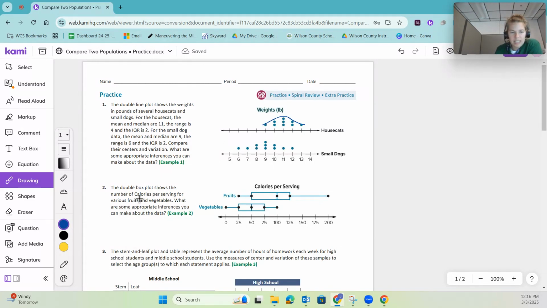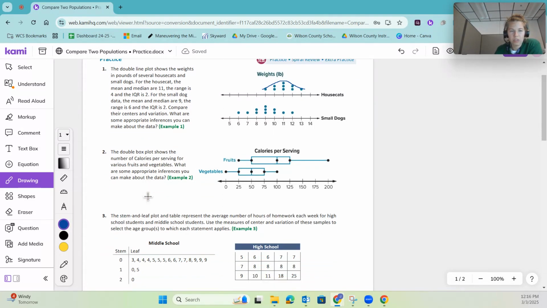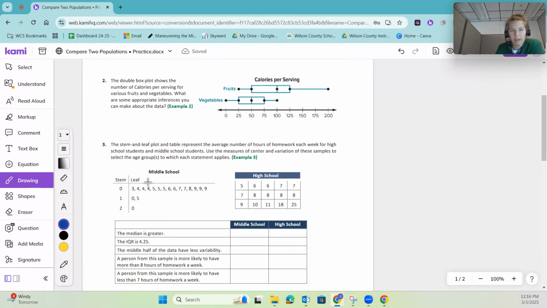All right, let's take a look at the second one here, the double box plot. Now the box plot, remember, shows you the medians, the minimums, the maximums, and then you can find your interquartile range by subtracting your lower quartile from your upper quartile. This is for the number of calories per serving for fruits and vegetables.